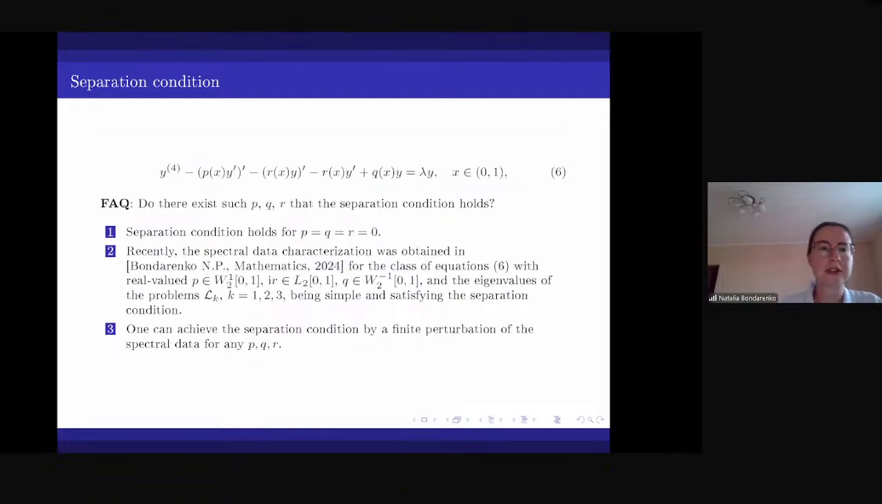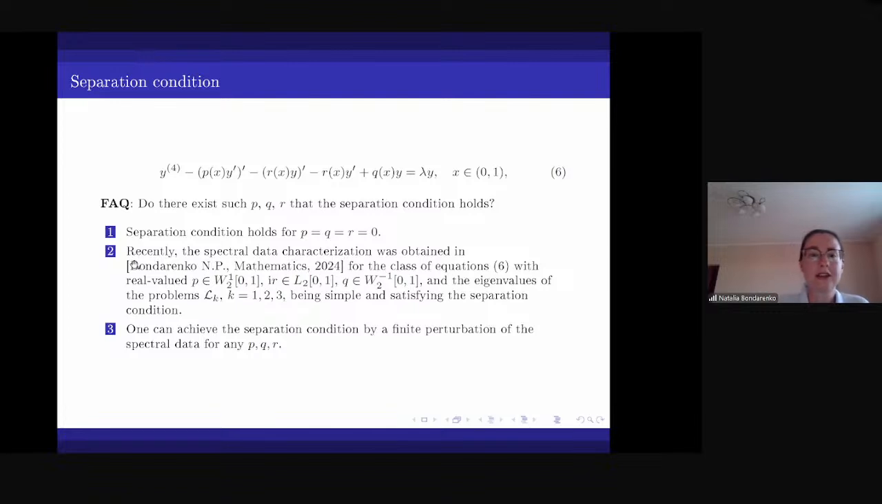Next, there is the following question, which is frequently asked. Do there exist such coefficients, such equations, that the separation condition holds? Actually, there are many such operators. The first and the simplest example is the case when P, Q, and R are all zeros. In this case, it can be shown that the separation condition holds.